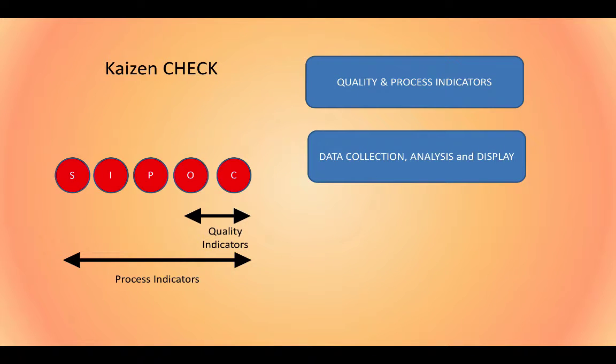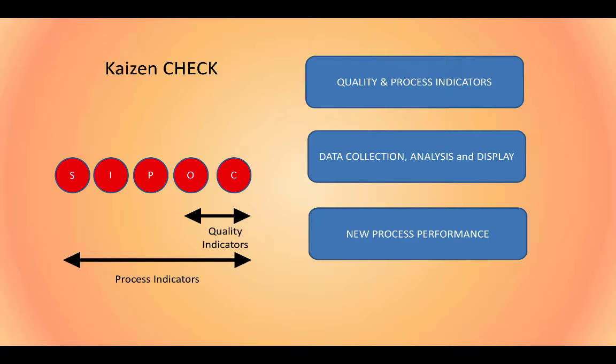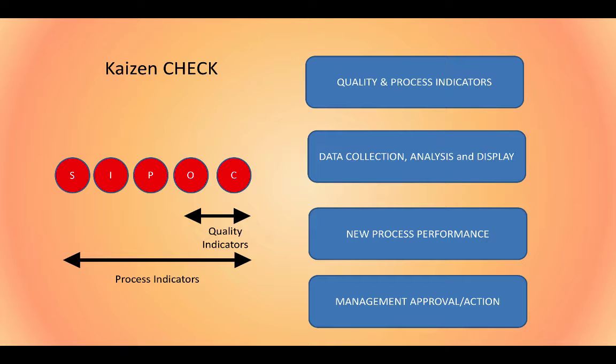Quality indicators normally apply to outputs, whereas process indicators may apply to any part of the process. We collect and analyze data relating to these indicators and display the data in ways that make it easy to assimilate. From the data, we can judge the performance of the process, and therefore we can judge the success of the improvements we have made. The management team can use this to take decisions as to whether to continue with the new process, to roll it out further throughout the organisation, or to attempt further improvements before rolling it out.